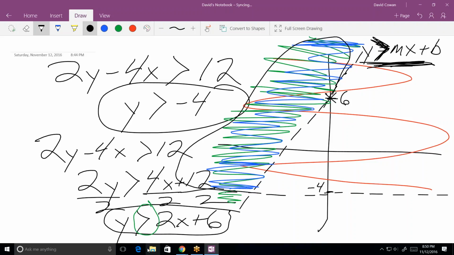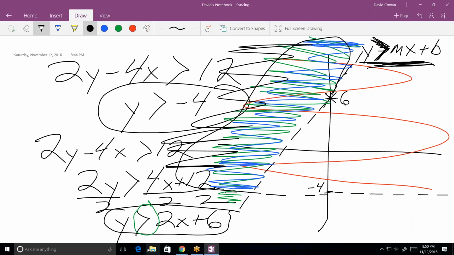And it doesn't end on the left. It actually goes all the way over. In other words, any point that's greater than minus 4 or above that line. Notice that this red area over here is not in my solution because it's below that line. And this area down here is not in my solution because it's below the bottom line.